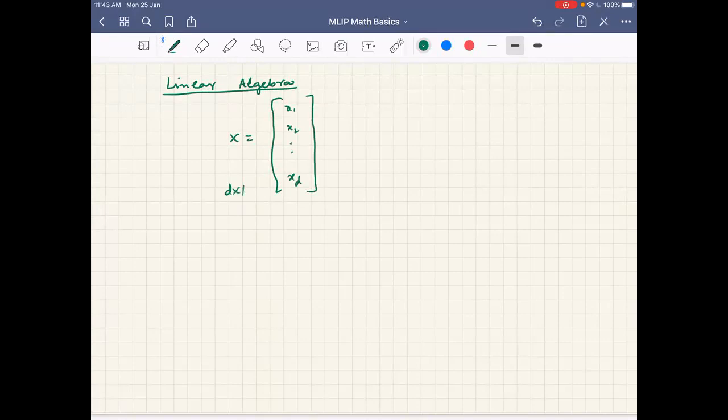And in our examples, what do you think x1 to xd will be? Features. Yeah, these are all features for our applications and our modeling.